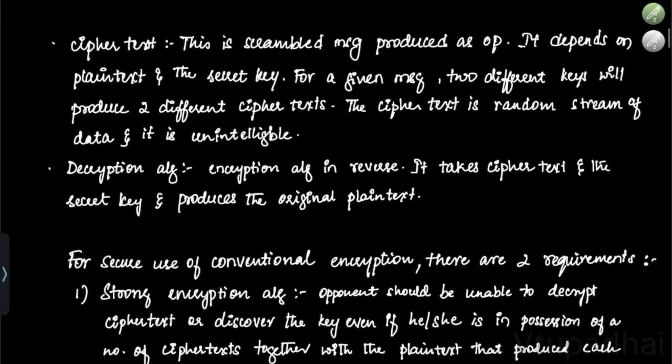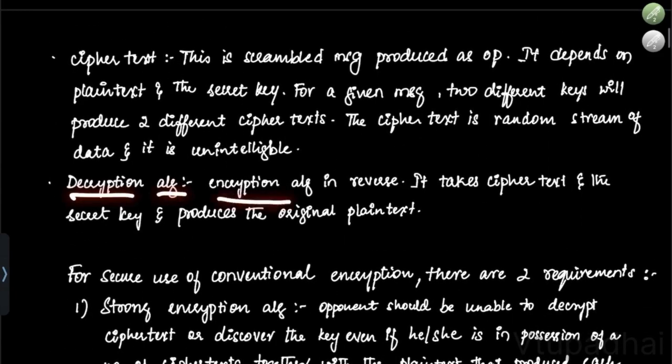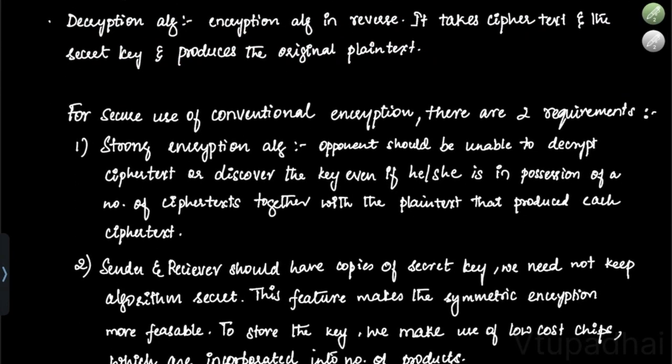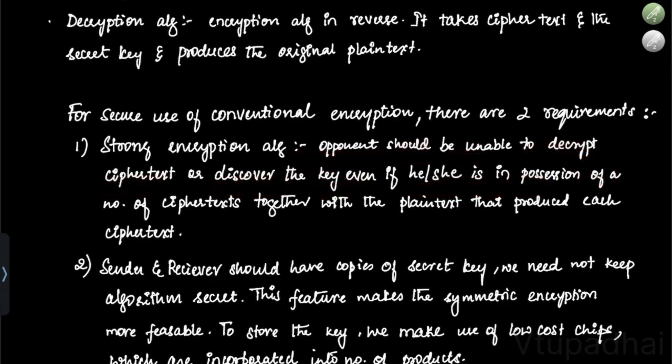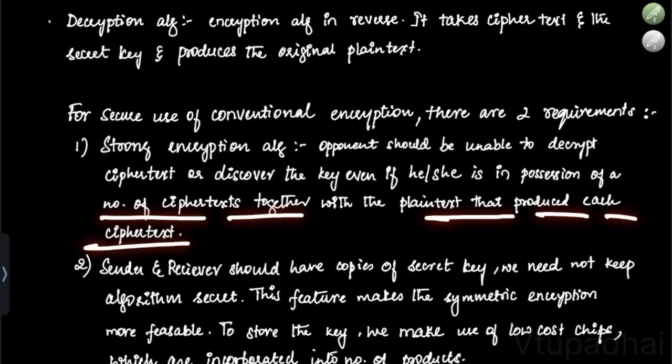So let's look at the terms here. The decryption algorithm is the encryption algorithm in reverse. It takes the ciphertext and the secret key and produces the original plain text. Two important points to note here are, for secure use of conventional encryption, there are two requirements. Let's look at the requirements. First one is a strong encryption algorithm. That is, the opponent should be unable to decrypt the ciphertext or discover the key even if she has a number of ciphertexts together with the plain text produced by each ciphertext.